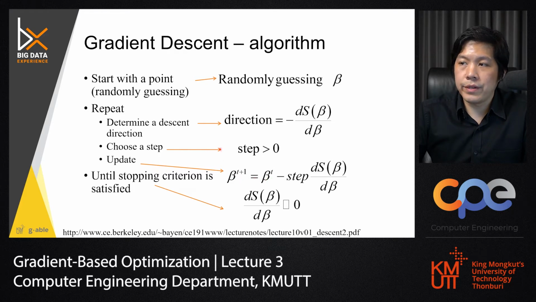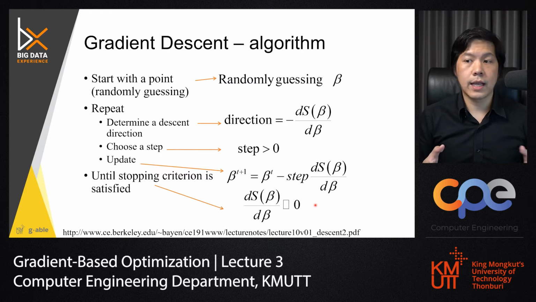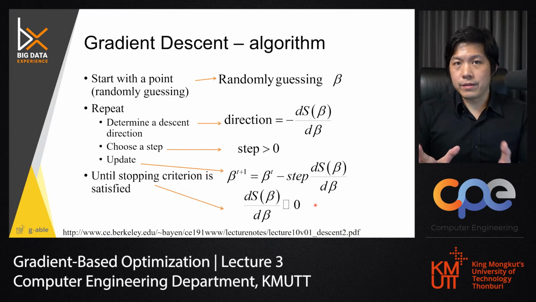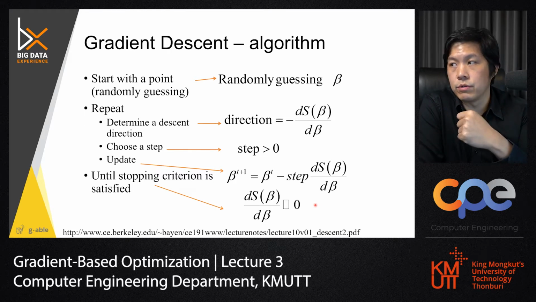Then repeat the steps: determine the direction, choose a step, update, and keep doing this until you reach the stopping criterion. For example, the gradient is approximately 0, or you reach a set number of iterations, like 1,000 iterations, or the error does not change for a number of iterations, then you can stop. So those are stopping criteria that you can choose. Okay, right, so this is the gradient descent algorithm. That means you need to use calculus to take the derivative of the function, to identify how you would update the parameters. And then it's just a matter of repeating the process to get the solution.